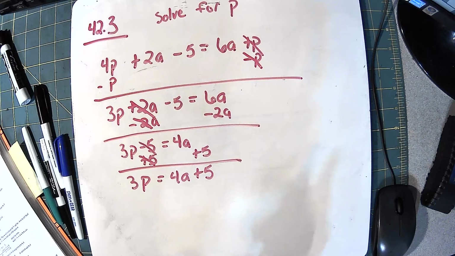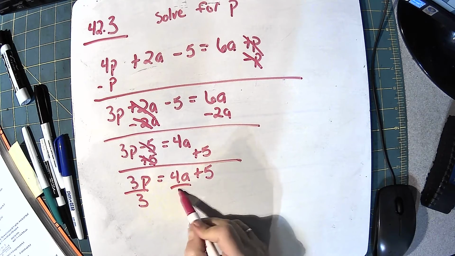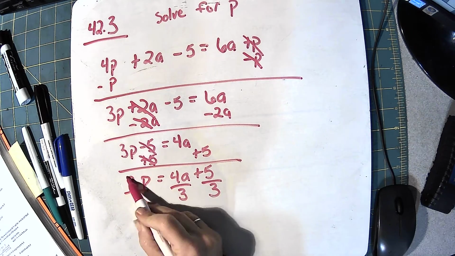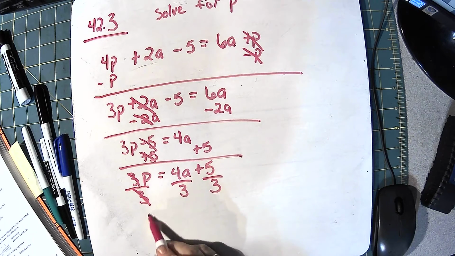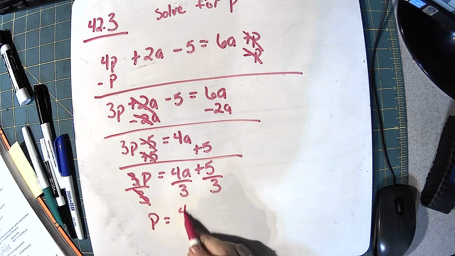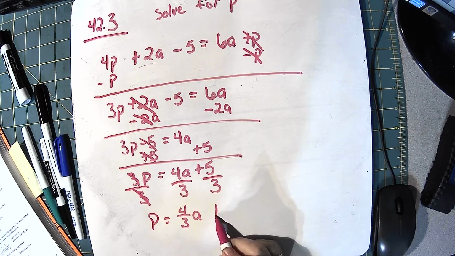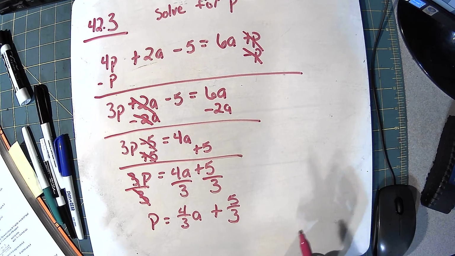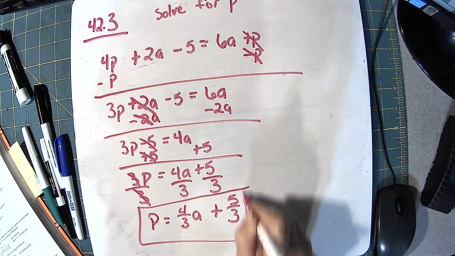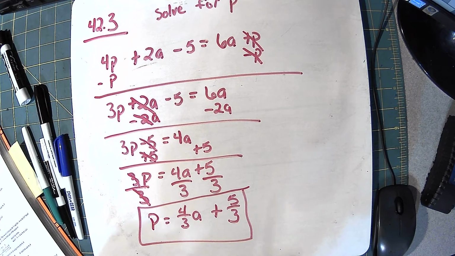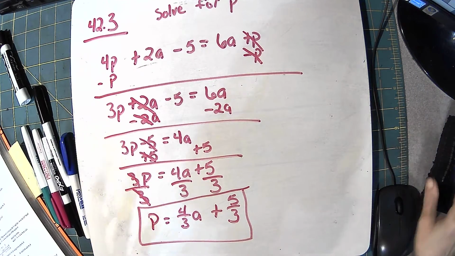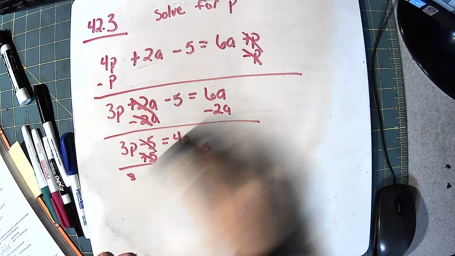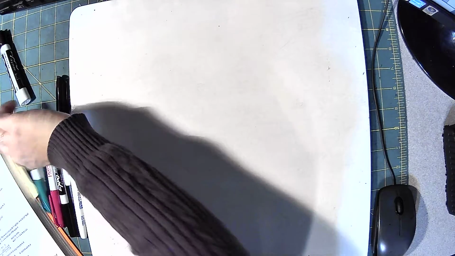Now my last step is to divide by 3 on all of my terms here. And I get p equals 4 over 3a plus 5 over 3. And that's the answer. I don't like when it comes out like that. I wish those were even numbers and we could just divide them out and we'd get like a 2 and a 1, but they like to throw those fractions in there. All right, let's do another one, 42.4.